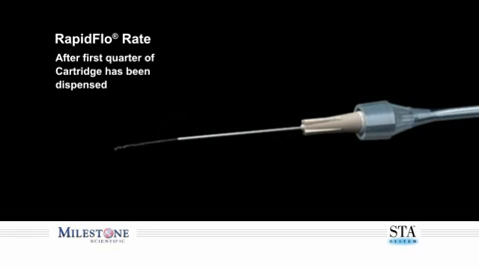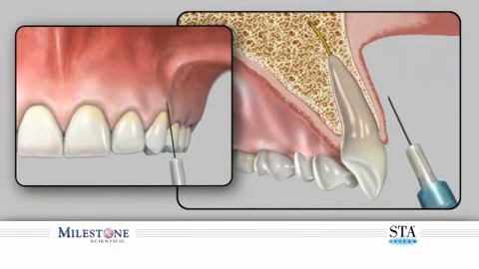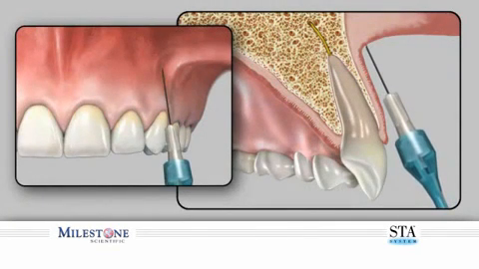It is important to remember that rapid flow is used during supraperiosteal buccal infiltration injections or mandibular blocks only after the first quarter cartridge has been dispensed and the patient has acknowledged that they have soft tissue anesthesia of the area being injected. To administer a supraperiosteal infiltration injection, we recommend the use of a 30-gauge 1-inch needle. Topical anesthetic may be used if you or your patient desire.